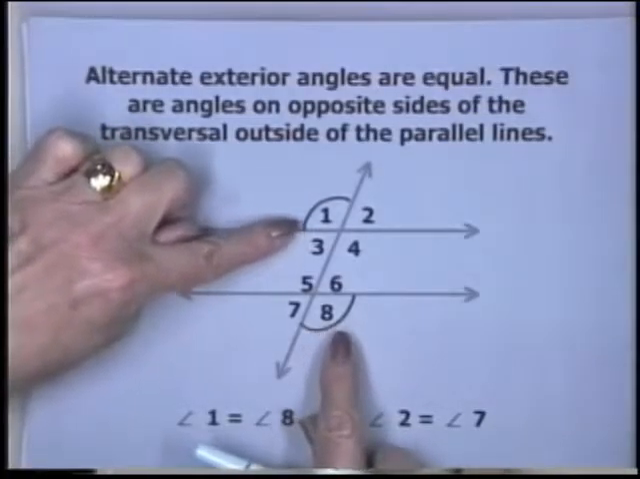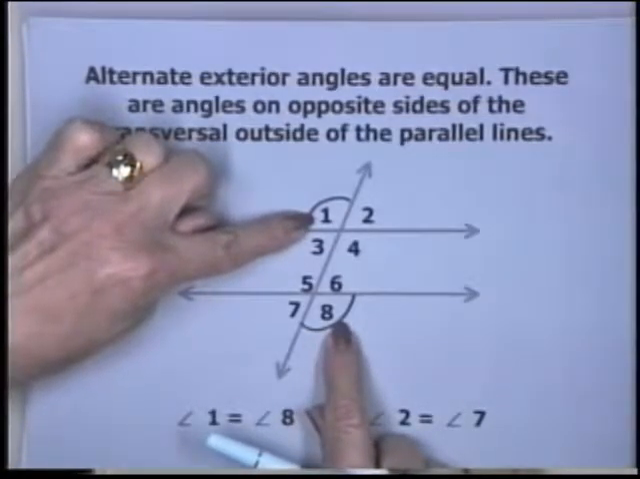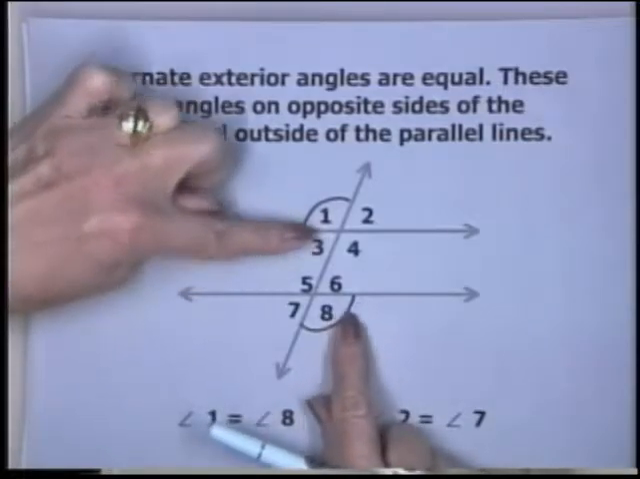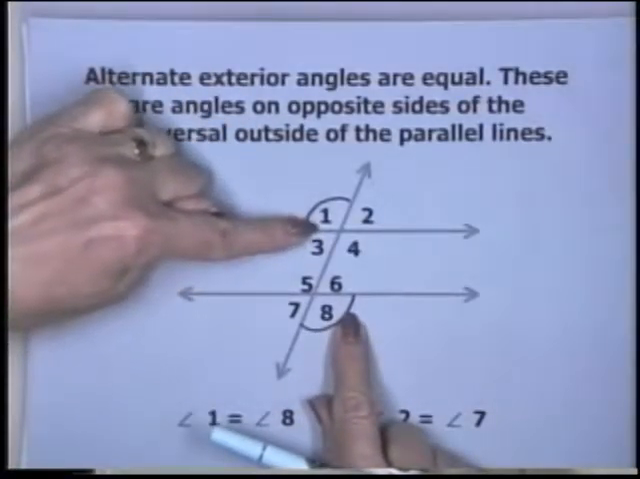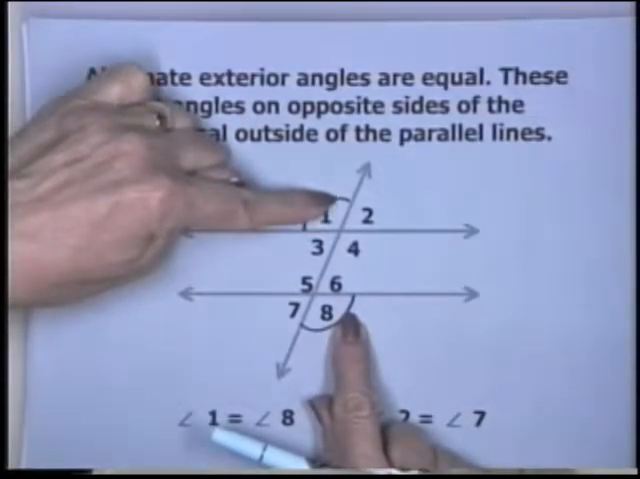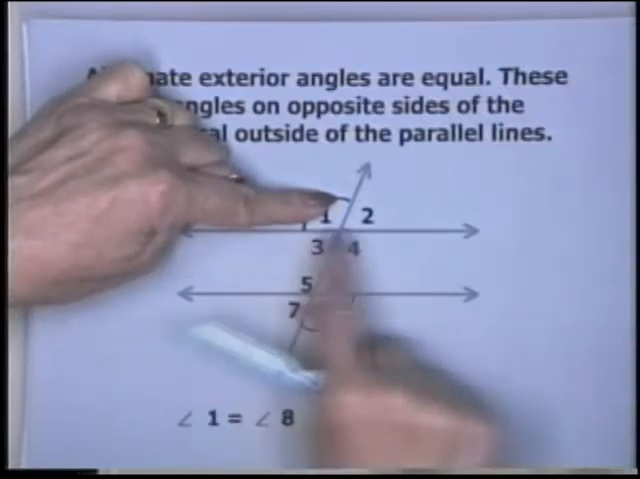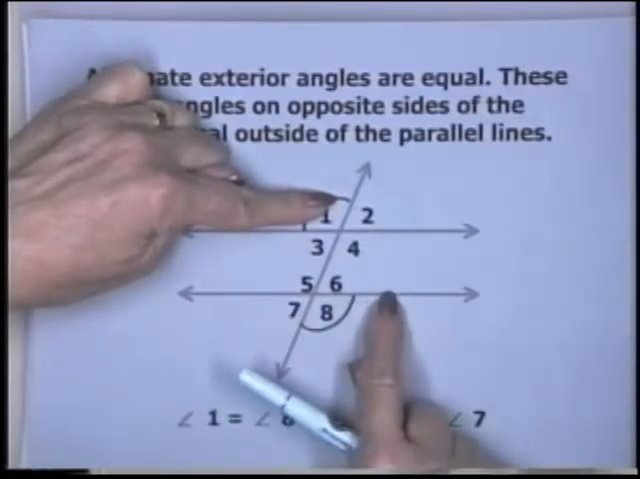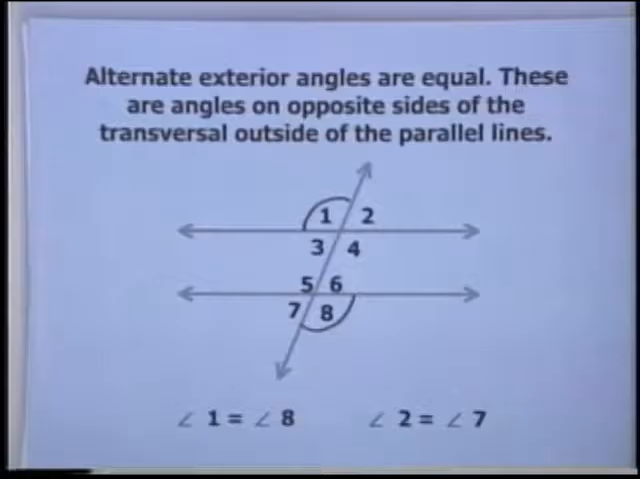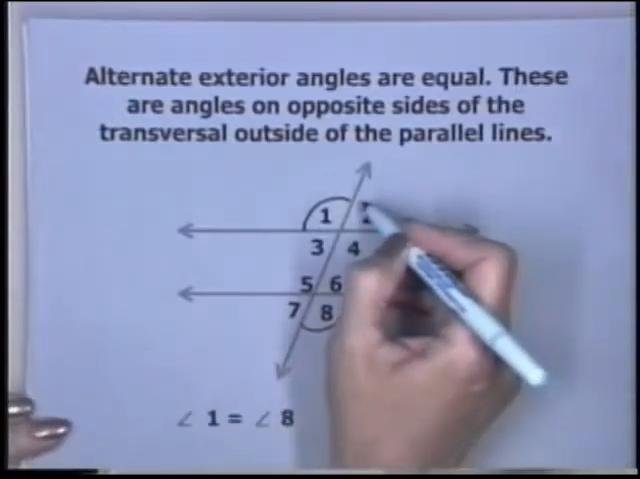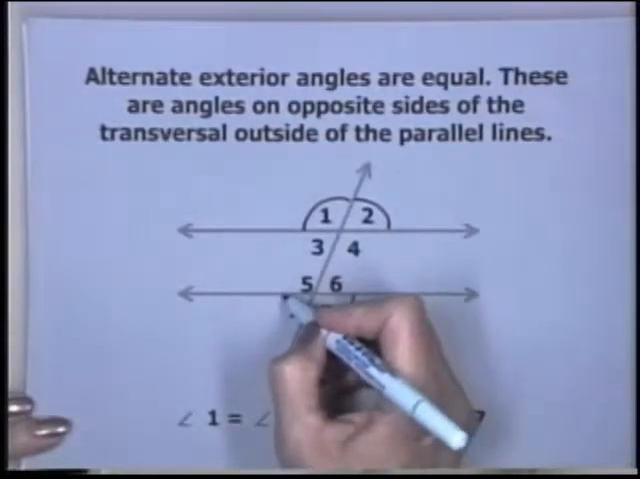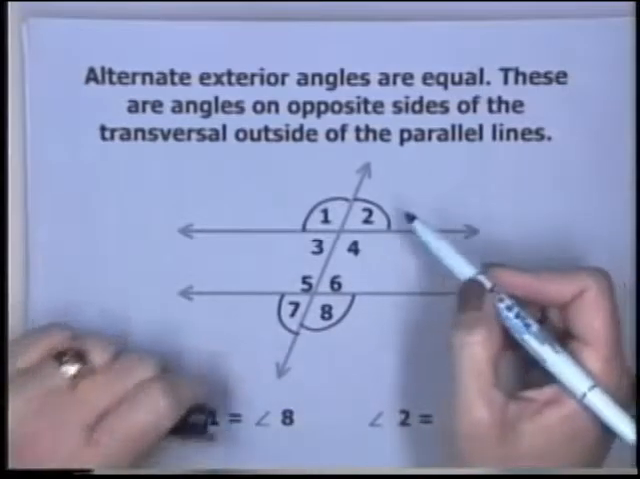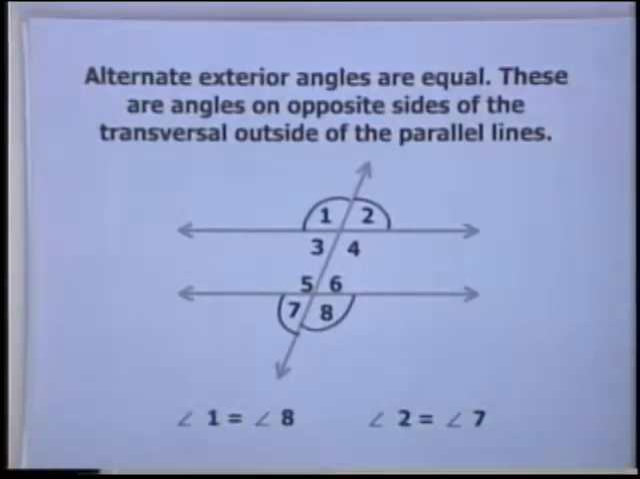Notice that they are on opposite sides of the transversal and they are outside the parallel lines. This one's outside of this parallel line, and 8 is outside of this parallel line. Also, we have angle 2 that is equal to angle 7. That's the other pair of alternate exterior angles.